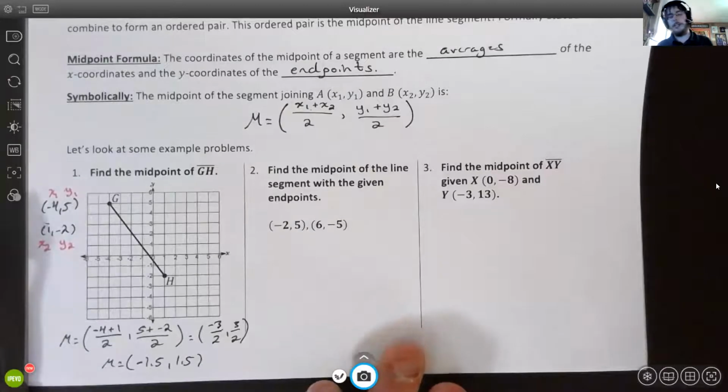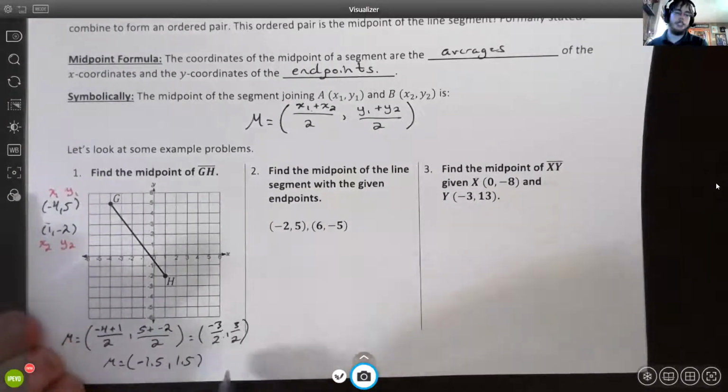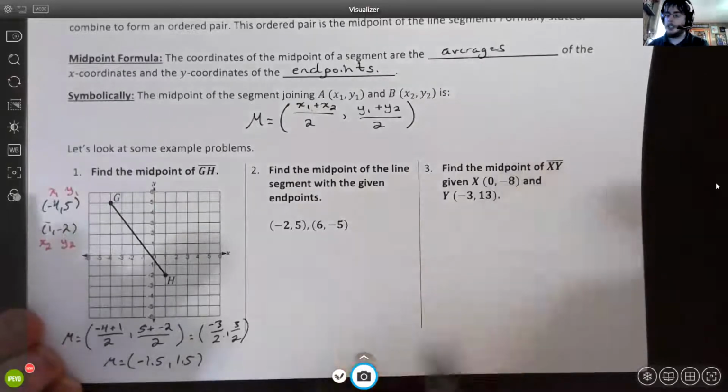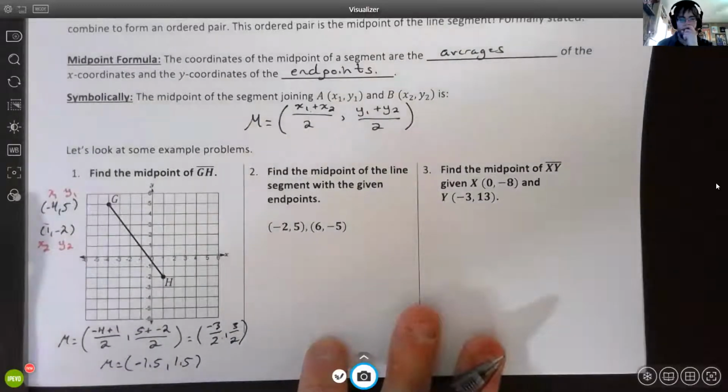The important thing here is that if your fractions can be simplified, simplify them. So for example, if you had 8 over 2 here, 8 over 2 divides evenly, so that would be 4 instead. Okay, so make sure you do those simplifications if you can.